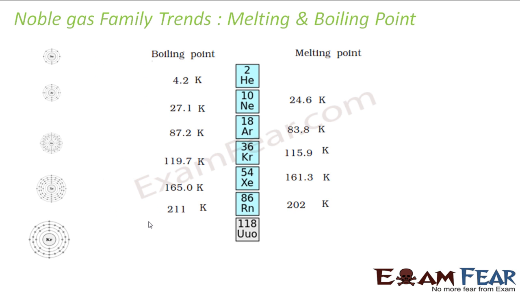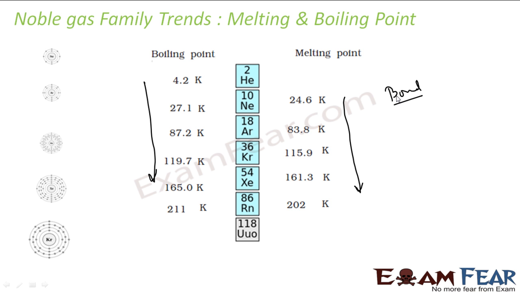Okay. The next is the melting point and boiling point. So if you go down the group, the melting point and the boiling point both increase. Now the question is why? See, the melting point depends on what? The melting point, boiling point depends on the bond, right? Stronger is the bond, more is the melting point and boiling point.